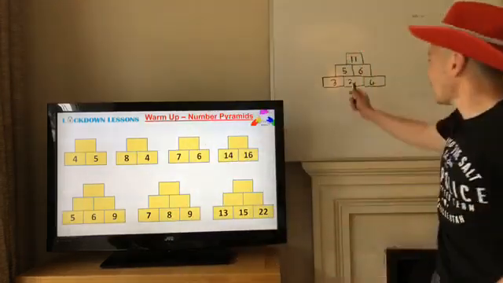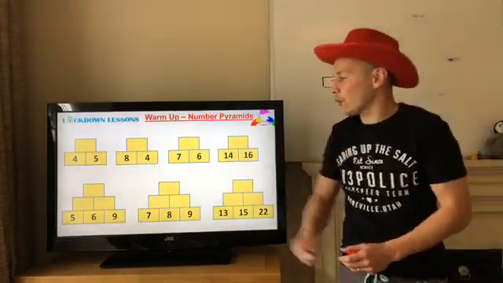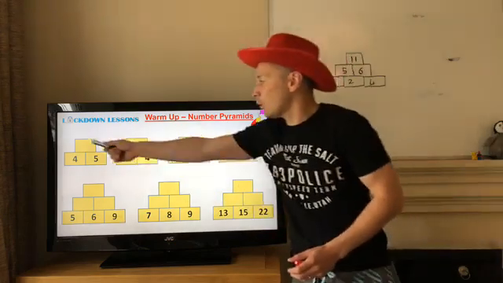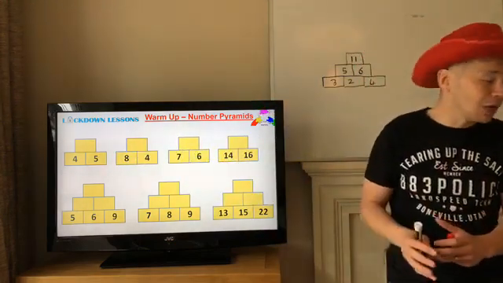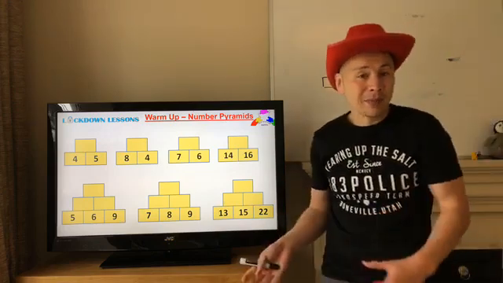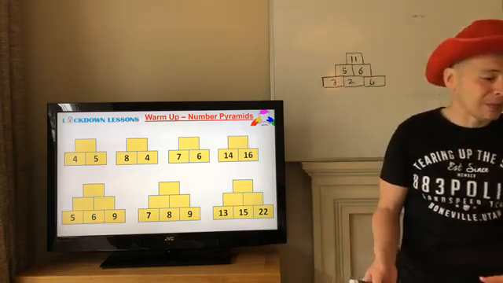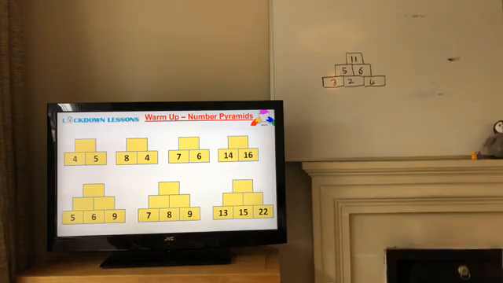Here they are. There's the example on the board there. See if you can work out each one of those number pyramids, which numbers go in the missing blocks. If you have any problems at all, please just send me a message on the chat and I'll try and explain a bit more to you there. Okay?